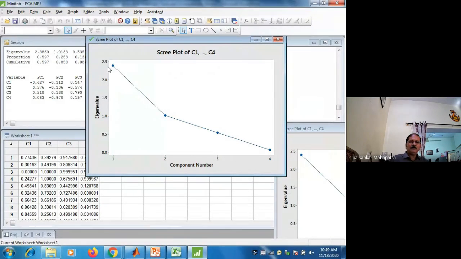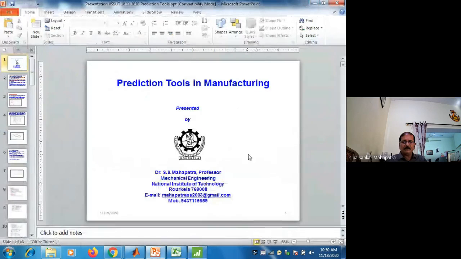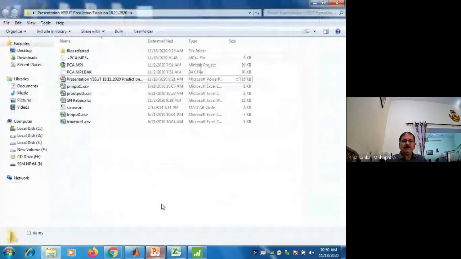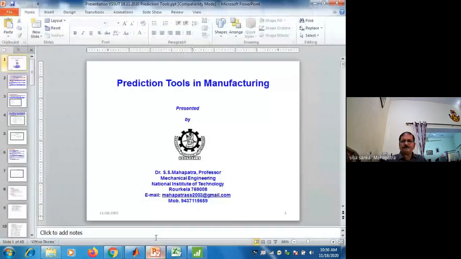Now this is the scree plot which represents the proportion of variation explained by each component. This is component 1, component 2, component 3, component 4, and it will give you the eigenvalue, because in fact the principal component analysis is an eigenvalue problem, so it shows the eigenvalues. That is not important for what we see.